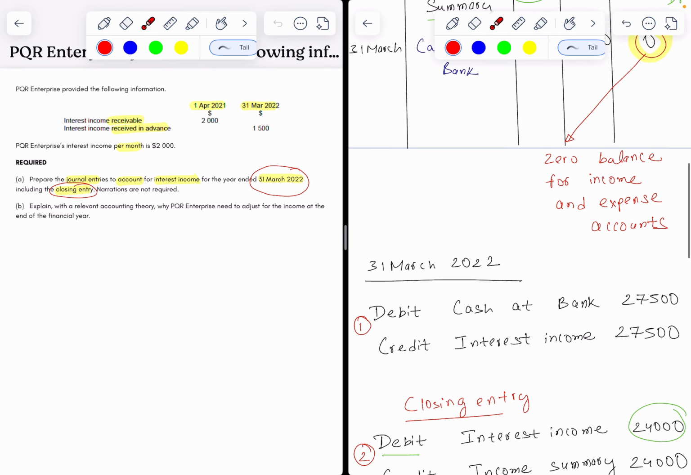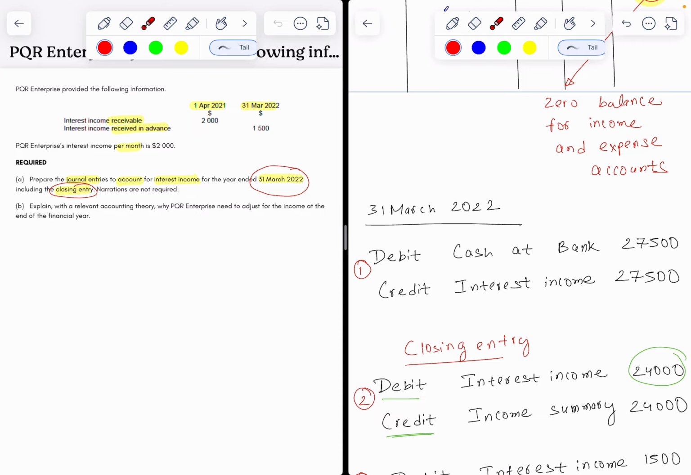form of cash. So what we do at 31 March 2022 is to increase the balance of our bank account to reflect that income which got deposited. So we debit the cash at bank account by $27,500. Cash at bank account in itself is an asset account, and when assets go up, we always debit it, right?